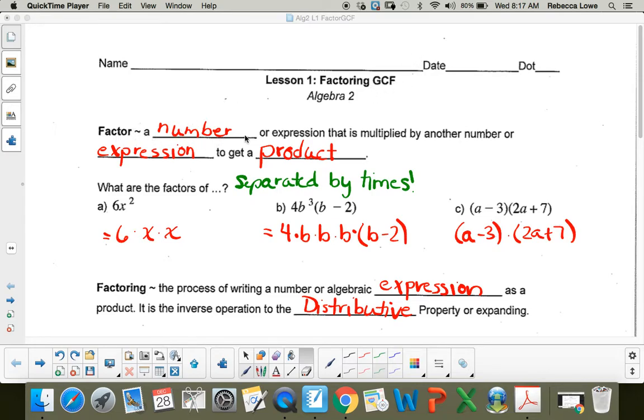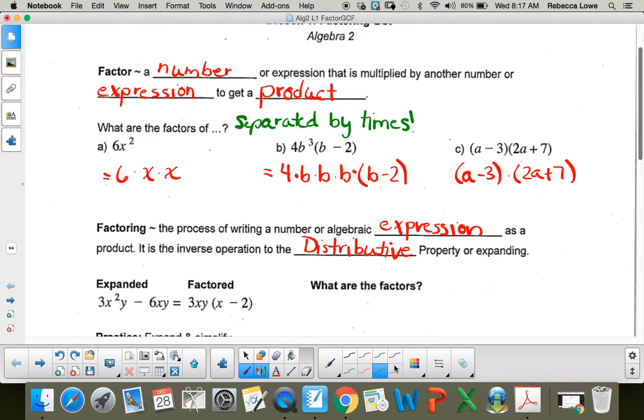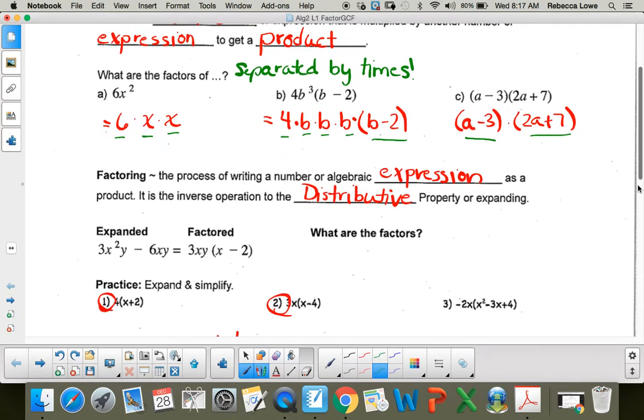So a factor is a number or expression that is multiplied by a number or expression to get a product. So what are the factors? Well, the factors are separated by multiplication signs or times. So 6x squared, the factors are 6, x, and x. 4b cubed times b minus 2, the factors are 4, b, and b minus 2, separated by times. Notice that b minus 2 is one factor that goes together. The factors of c are a minus 3 and 2a plus 7. So remember, factors are separated by times when you expand them.